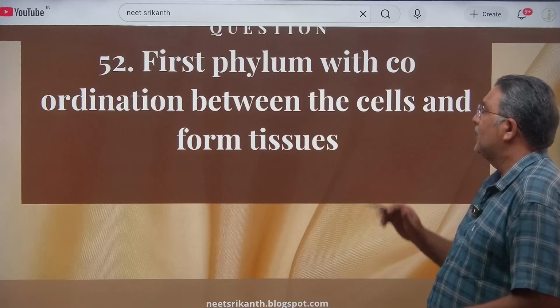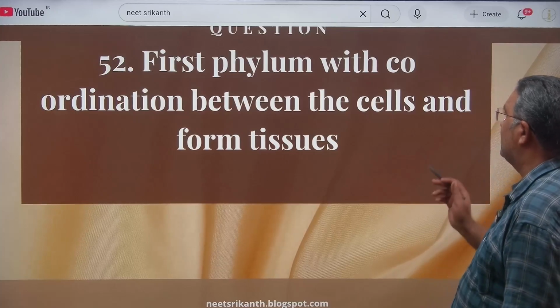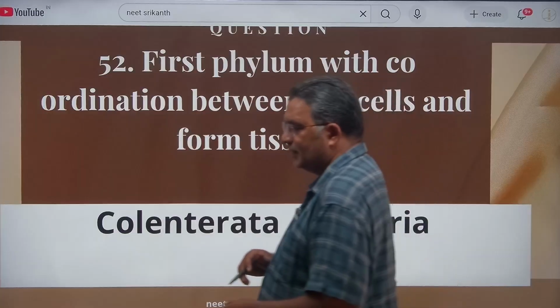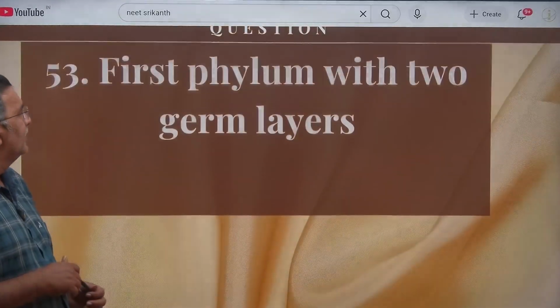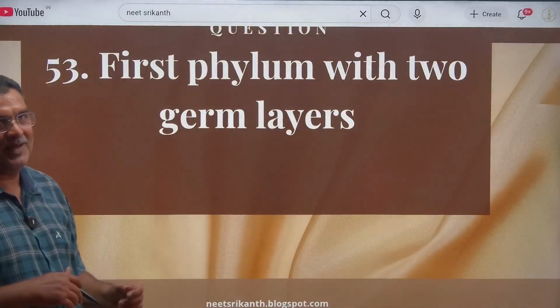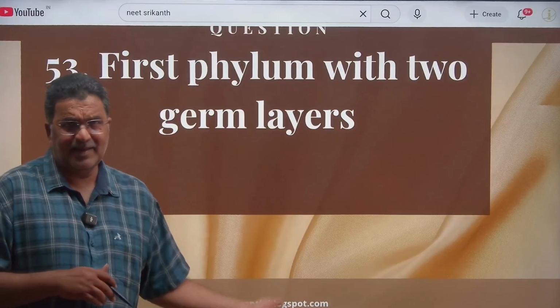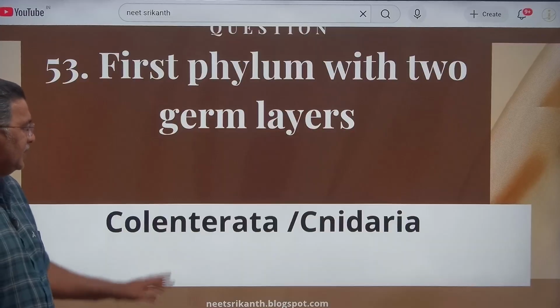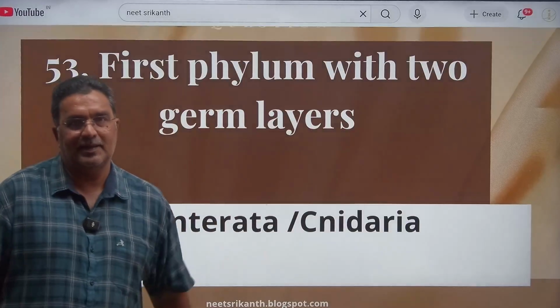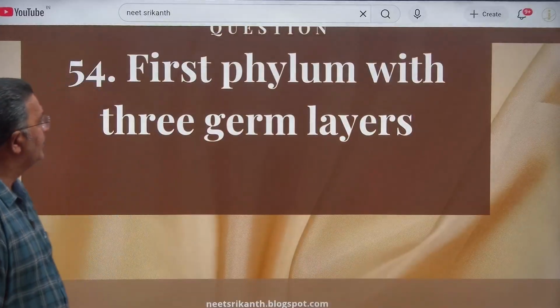First phylum with coordination between the cells and formation of tissue. Who is that? Coelenterata or Cnidaria. First phylum with two germ layers, Diploblastica. Again the same, Coelenterata or Cnidaria. Sometimes they say Coelenterata, sometimes Cnidaria, that's why I am using both again and again.